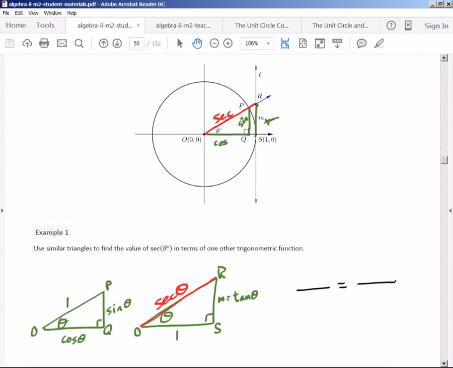So how can I set up a proportion that would help me find out what secant is? This is the way I would do it, because I want to know what secant is. I put secant theta right there, and then I'd compare it to 1. So I'd put these guys on top of each other. Because what is secant theta divided by 1?